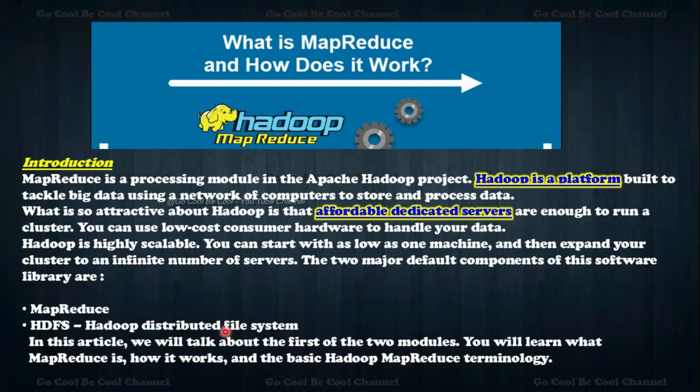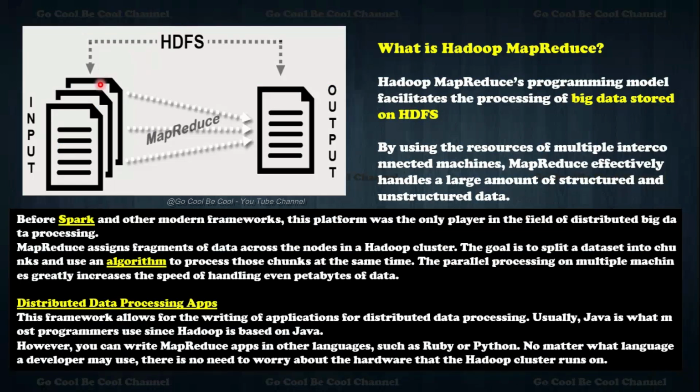In this article we will talk about the first of the two models. We will learn what MapReduce is, how it works, and the basic Hadoop MapReduce technology. This is how it looks: the input of data we have, then map goes for the reduction, and the output is in a single prescribed format, available in HDFS, the distributed system.